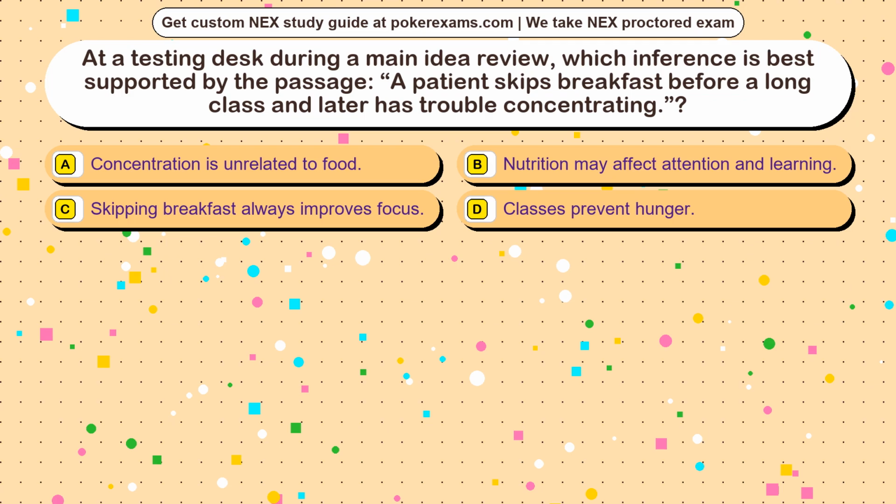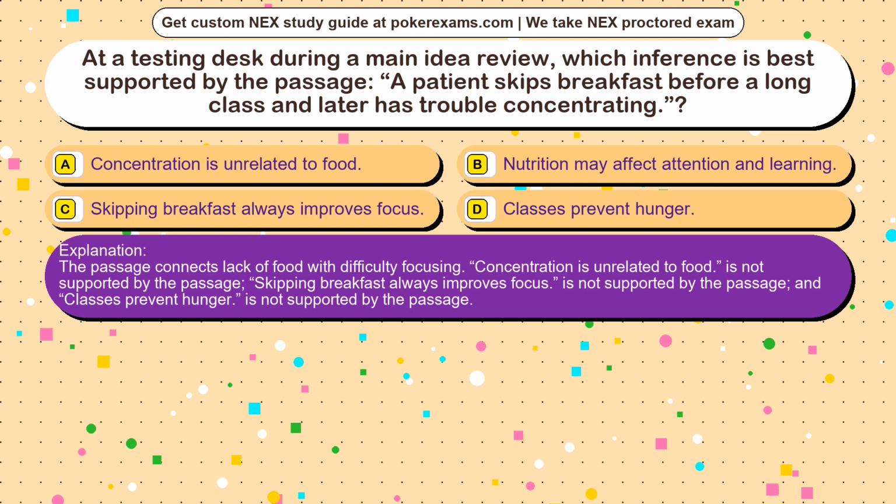The correct answer is option. The passage connects lack of food with difficulty focusing. Concentration is unrelated to food is not supported by the passage. Skipping breakfast always improves focus is not supported by the passage, and classes prevent hunger is not supported by the passage.